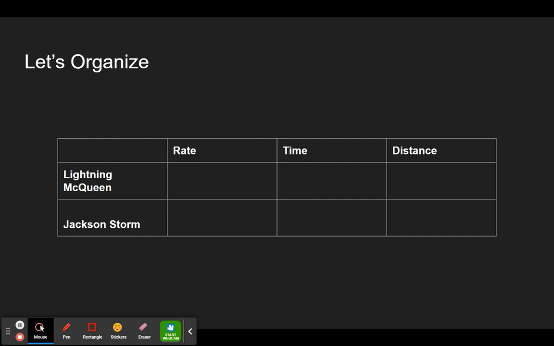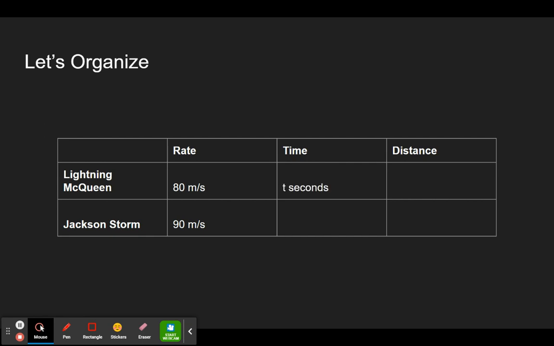First thing we want to do is organize our information. So we're going to set up a table where we're recording the rate, time, and distance for each racer. One row for Lightning McQueen, one row for Jackson Storm. We know that Lightning McQueen's rate is 80 meters per second, and Jackson Storm's rate is 90 meters per second.